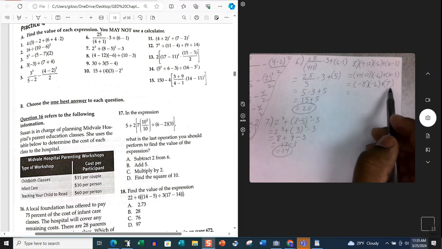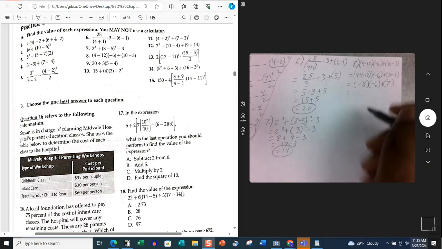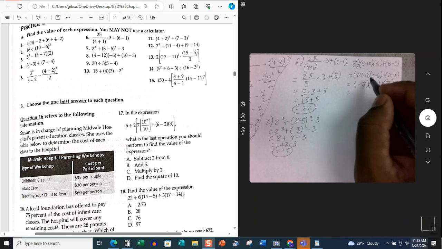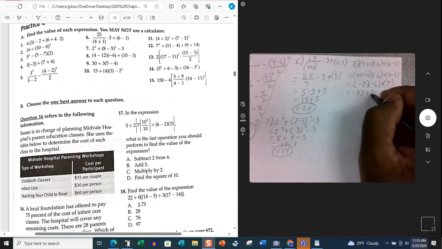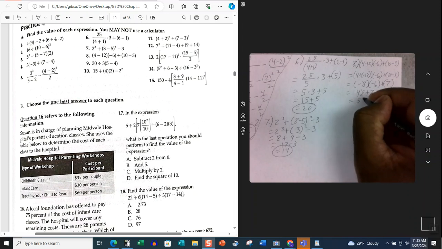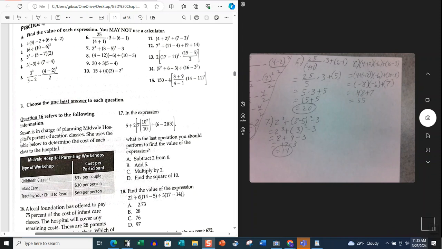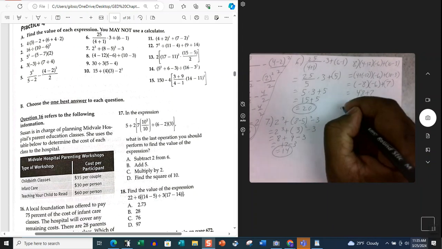So we have multiplication and addition. We do multiplication first. Negative 8 times negative 6, you have an even amount of negative signs, so that'll be positive 48 plus 7. 48 plus 7 is 55. That's number 8. So now we go to number 9.